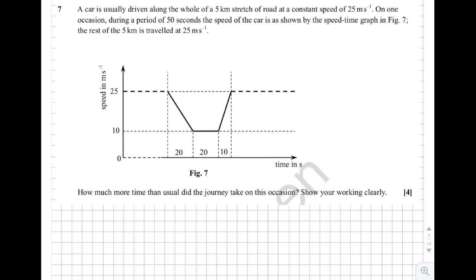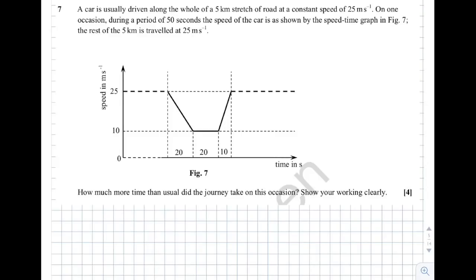Okay, question 7. A car is usually driven along the whole of a 5-kilometre stretch of road at a constant speed of 25 metres per second. On one occasion, during a period of 50 seconds, the speed of the car is shown by the speed time graph. The rest of the 5 kilometres is travelled at 25 metres per second. How much more time than usual did the journey take on this occasion?